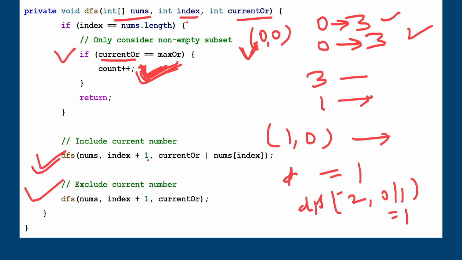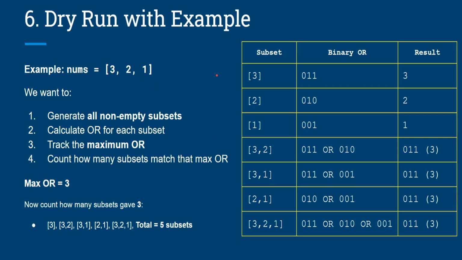And this time we are increasing the count, index plus 1, we are increasing the index. So if you try to run the example, let's suppose 3 1 3, this time we will take 3 to 1. Very first we generate all the subsets, and we'll calculate the OR for each subset, and we'll take the maximum OR, and then we'll count how many subsets match the OR. We are getting the max OR is 3. Now we'll count how many subsets we have. So these are the subsets we have. Total we are getting 5.